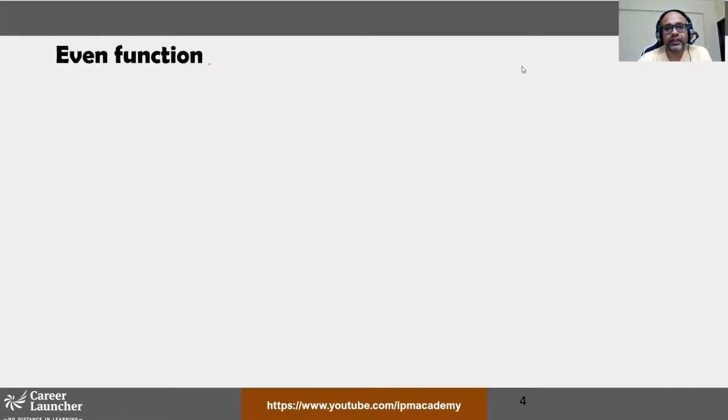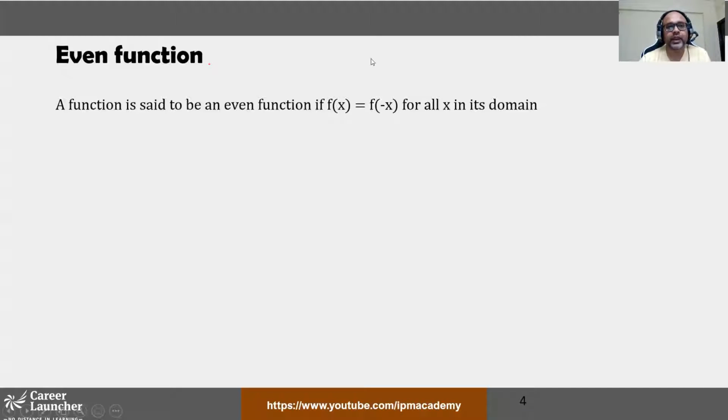So an even function is defined in this way. Any function whose replacement of x with minus x does not affect it, that is, f of minus x becomes equal to f of x. It's the same. It is called an even function. So it doesn't matter whether you put x in it or negative x in it, the answer is still the same. This is called an even function.